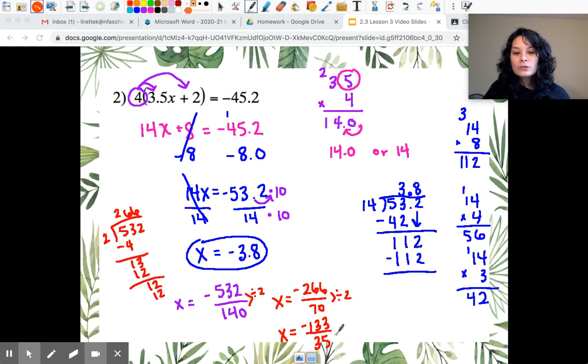I'm not sure if that reduces any further. It might, but I don't want to spend too much more time on this problem in particular since we already have the answer. But this is a strategy that you could use if the numbers work out nicely enough. You could clear the decimals at the very end, make it a fraction, and then reduce it.